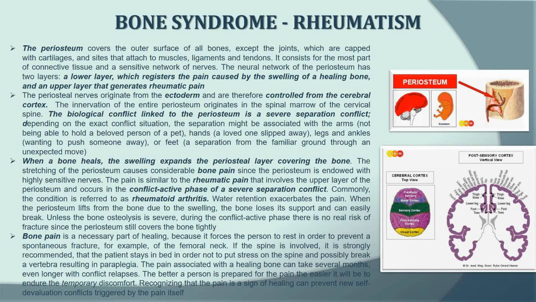If the spine is involved, it is strongly recommended that the patient stays in bed in order not to put stress on the spine and possibly break a vertebra, resulting in paraplegia. The pain associated with the healing bone can take several months, even longer with conflict relapses. The better a person is prepared for the pain, the easier it will be to endure the temporary discomfort, and it is temporary. Recognizing that the pain is a sign of healing can prevent new self-devaluation conflicts that are triggered by the pain itself also.